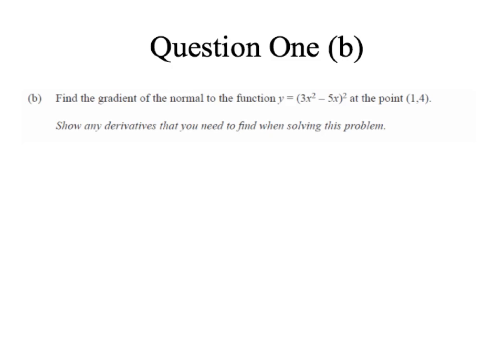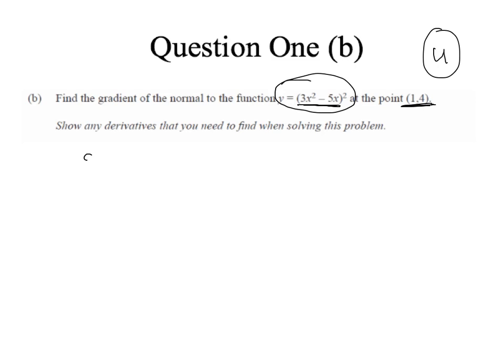Find the gradient of the normal to the function y equals (3x squared minus 5x) all squared at the point (1, 4). So we're going to use the chain rule to differentiate this. We'll work out the gradient of the tangent, and then we'll get the gradient of the normal. We're going to do that at the point (1, 4). This is also an achieved question.